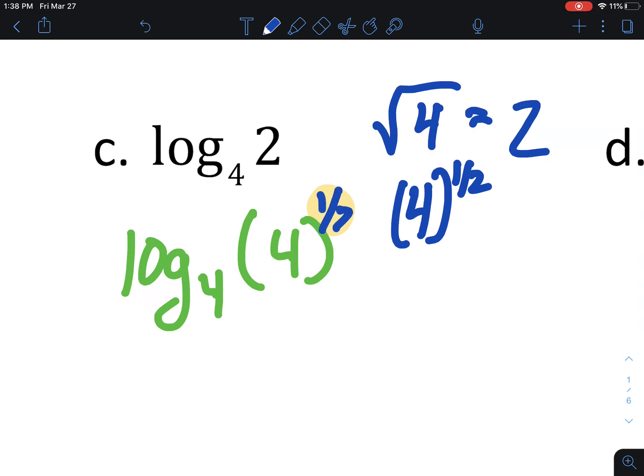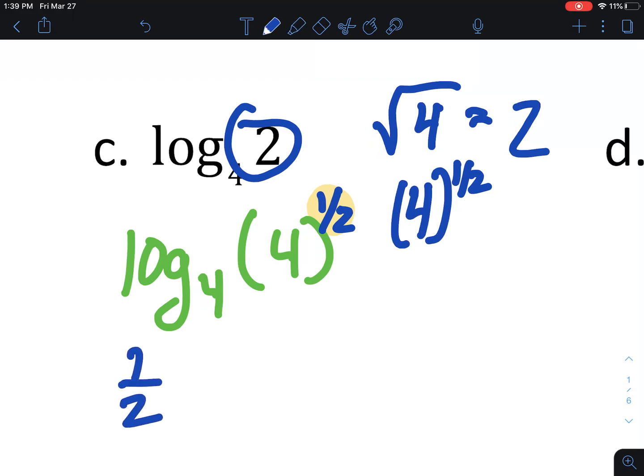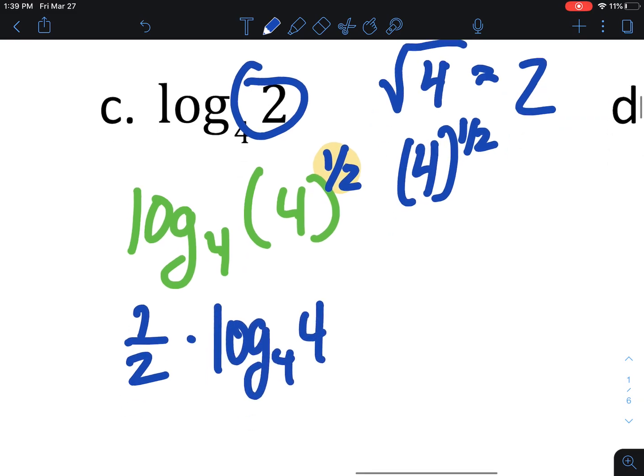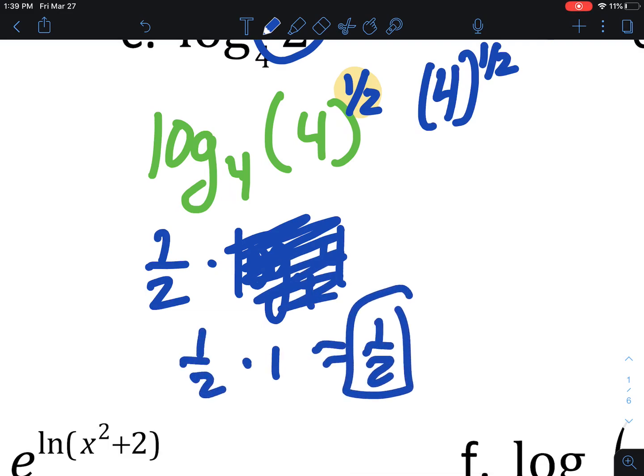And that means that this is now rewritten from that. 2 is 4 to the 1/2, or the square root of 4. But then what can we do? Then we can take that power exponent, put it in front, 1/2, times log base 4 of 4. Cancel-roni, 1/2 times 1 equals 1/2.